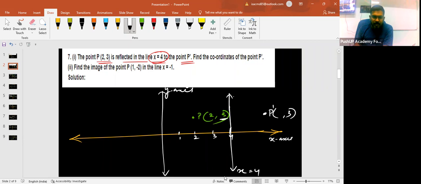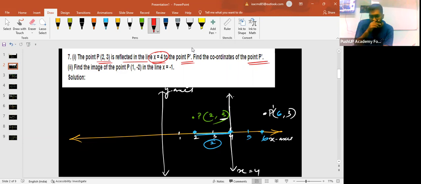Children, you only tell me from this point till this point, how much is the total distance? The total distance is 2 units, right? So from this point till this point also it should be 2 units, where you will reach 6. So the x coordinate is what? 6. So (6, 3) is your answer. Now the question is not over, right? Find the coordinates of P dash. Coordinates of P dash.